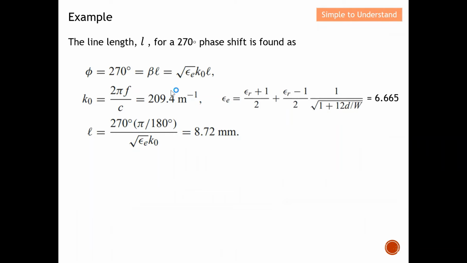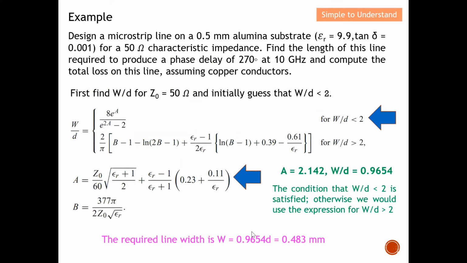So how to find the length of the microstrip line? I know this is 270 degrees. I just need to divide 270 degrees by these two terms. But what I'm going to do over here is transform this degree into radian mode. Therefore, I know that the length of the microstrip line needs to be 8.72 mm in order to achieve the 270 phase shift. So I have successfully calculated the width of the microstrip line, which is 0.483 mm.